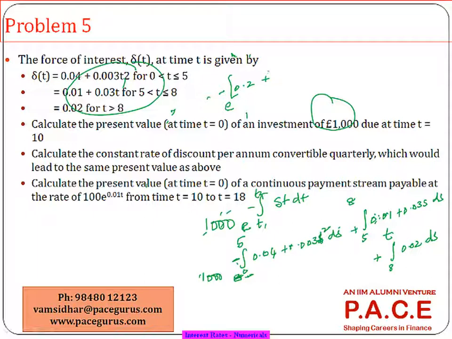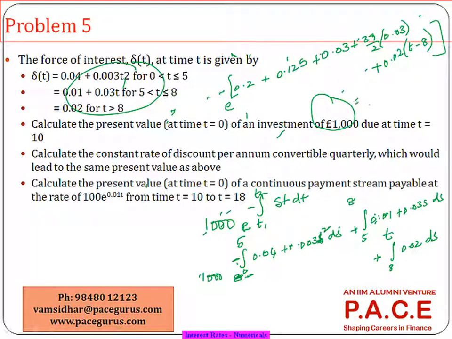0.003 into s squared, 0.003 into 5 squared, no, 0.003 by 3 s square, so it becomes s cube by 3, so 0.001 into 5 cube, 125, so it becomes 0.125, plus 0.01 into 8 minus 5 becomes 0.03, plus 0.03 into s squared, so 8 squared minus 5 squared, so 0.03 by 2 into 64 minus 25, 39 by 2 into 0.03, and plus 0.02 into t minus 8. Right? So this is the entire thing that comes under the minus.